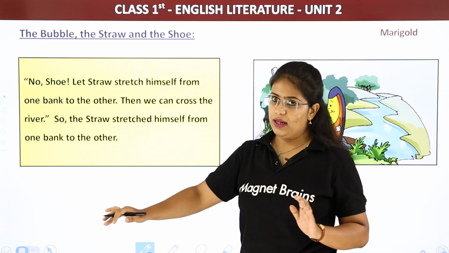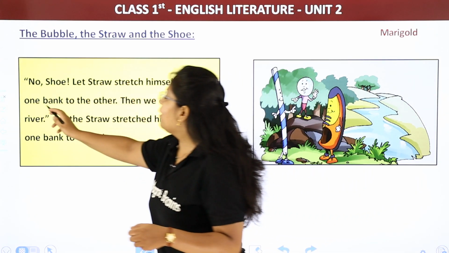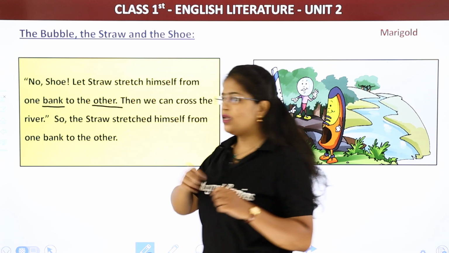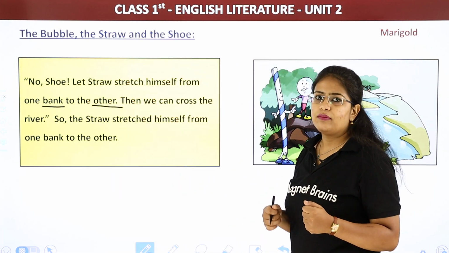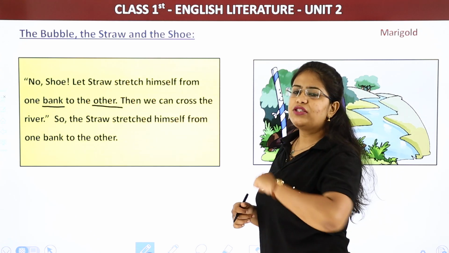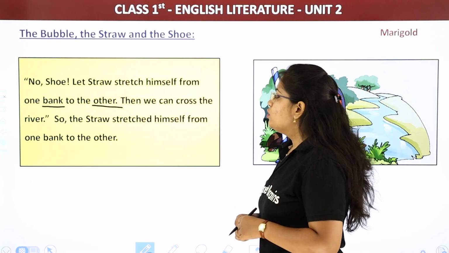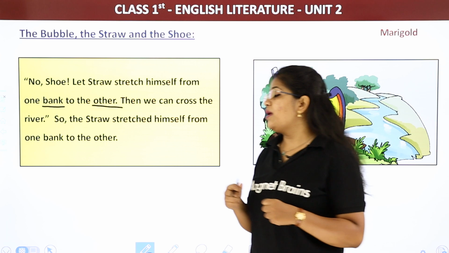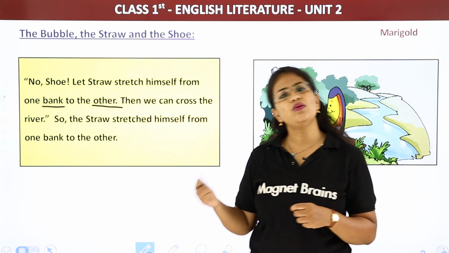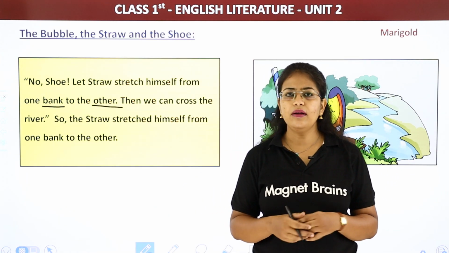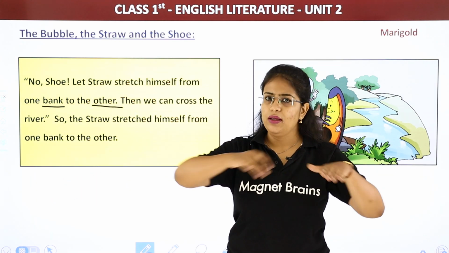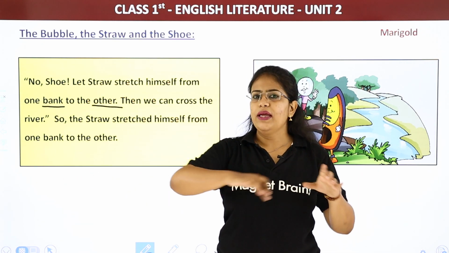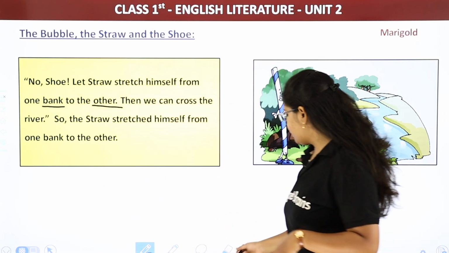No shoe, let straw stretch himself from one bank to another. स्ट्रॉ को एक बैंक से दूसरे बैंक पे स्ट्रेच करने दो, then we can cross the river, फिर हम लोग रिवर के ऊपर से क्रॉस करेंगे. So the straw stretched himself from one bank to another. तो स्ट्रॉ ने क्या किया, वो एक बैंक से दूसरी बैंक पे स्ट्रेच करके बैठ गया, ठीक है, एक बैंक से दूसरी बैंक, so एक ब्रिज बन गया उनके पास.